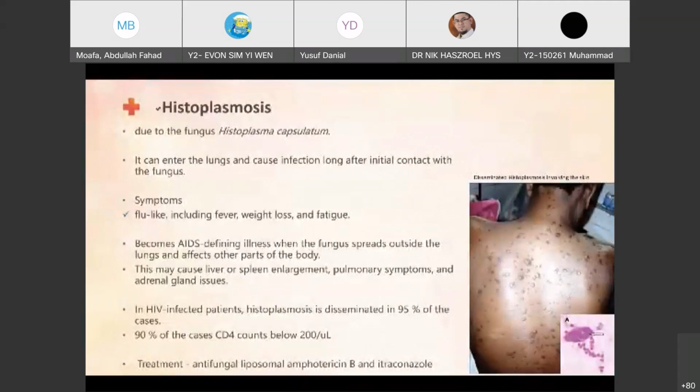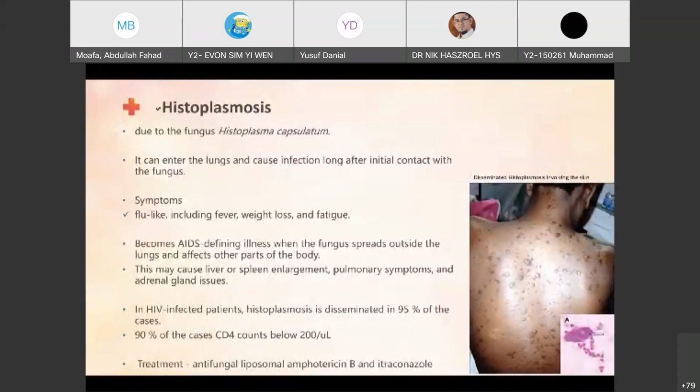Histoplasmosis is due to the fungus Histoplasma capsulatum. It can enter the lungs and cause infection long after initial contact with the fungus. And the symptoms may be flu-like, including fever, weight loss, and fatigue. And histoplasmosis becomes AIDS-defining when the fungus spreads outside the lungs and affects other parts of the body. And this may cause liver or spleen enlargement, pulmonary symptoms, and adrenal gland issues.